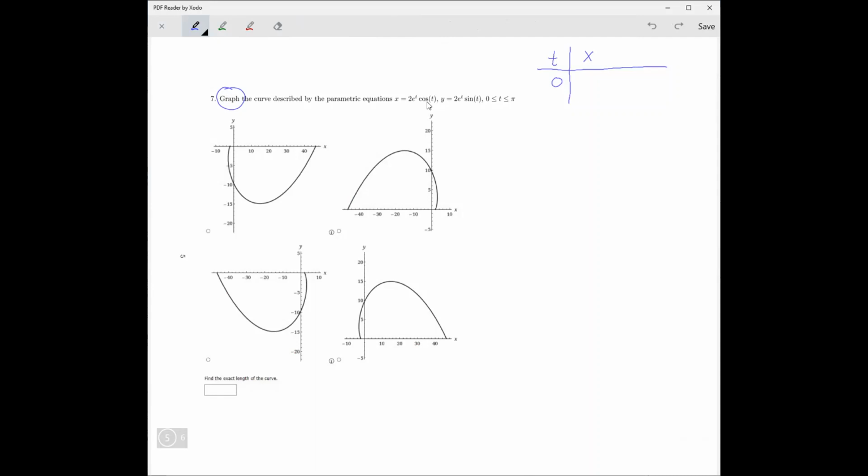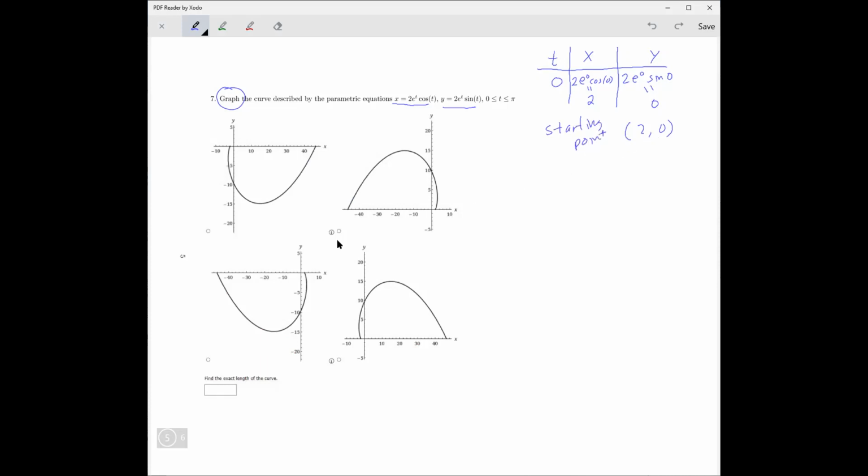So you put a 0 in for t in the equation for x. You're going to get 2 e to the 0 cosine 0, and that's just going to be 2. And then for y, you put a 0 in the equation for y. That's 2 e to the 0 sine 0. That's going to be 0 because sine 0 is 0. Okay, so that gives you the point 2, 0. This is going to be your starting point.